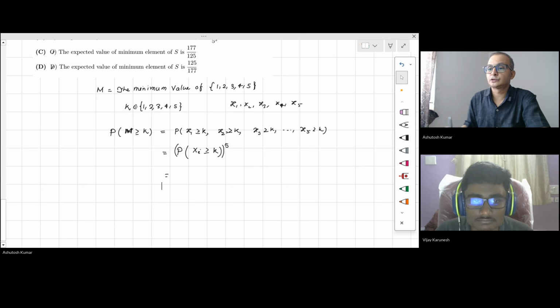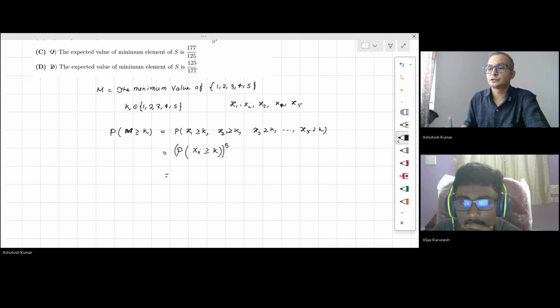Let me repeat the question. Number of integers in the range 1 to 5 that are greater than or equal to k. Previously you gave the correct answer: number of integers in the range 1 to 5 which are greater than k is 5 minus k, but it can be equal also. Then what is the answer? 6 minus k, sir. Exactly.